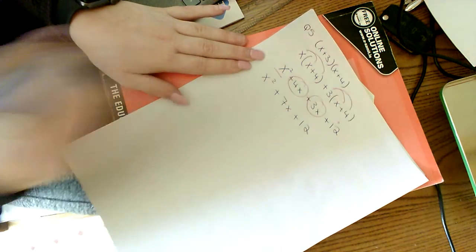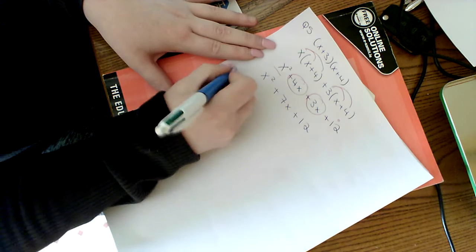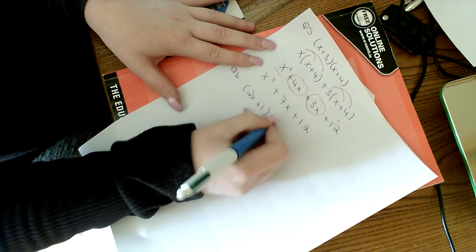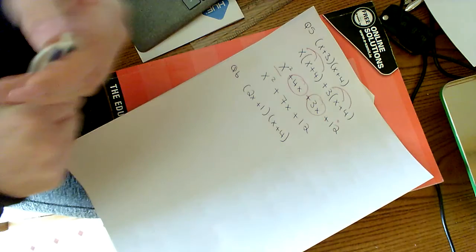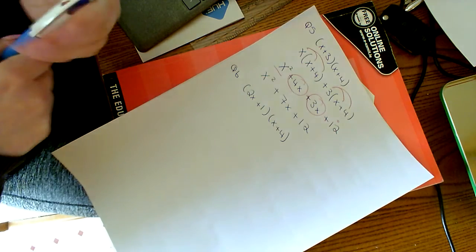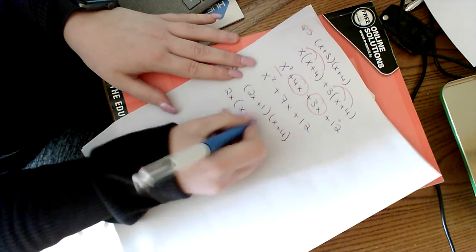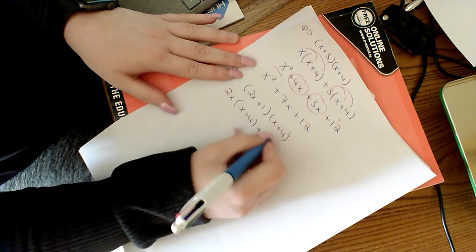And that's question 5 completed. The next one that you had to do was question 6. So I have 2x plus 1 bracket x plus 4, and I draw my arrows. Oh, I have to split my bracket first, which is 2x times x plus 4, my second term, which is plus 1, times x plus 4.